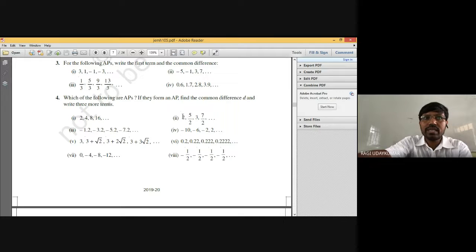Yes, you have to consider this as A1, A2, A3. 3 terms are given. A1, A2, 4 terms. In some cases, 4 terms are given to you. So every difference between every 2 terms should be constant. We call it an arithmetic progression. Second one is an arithmetic progression.